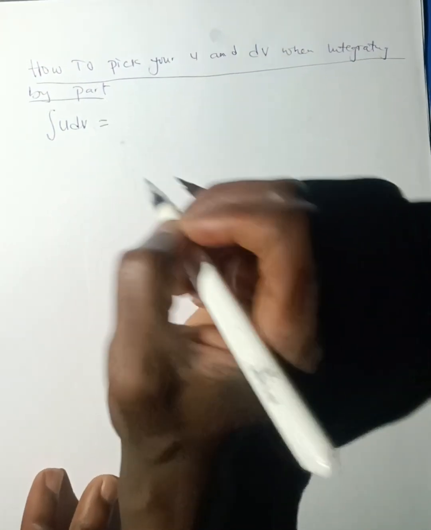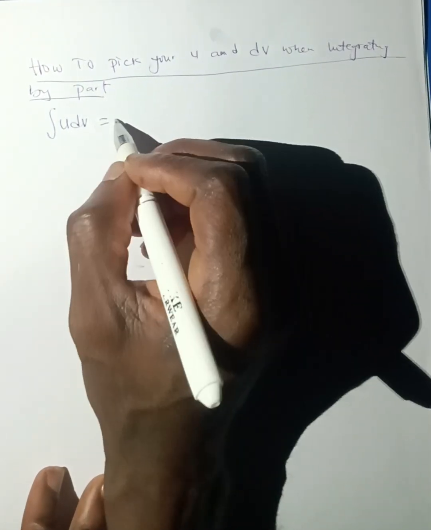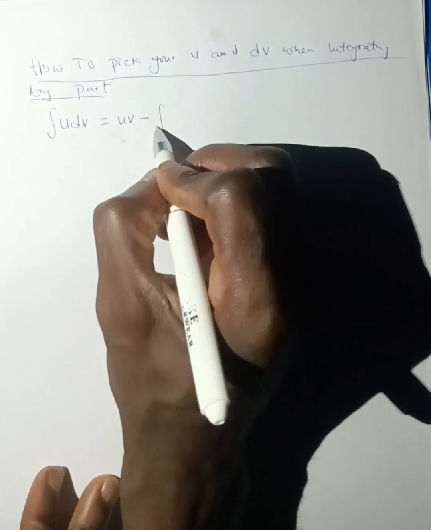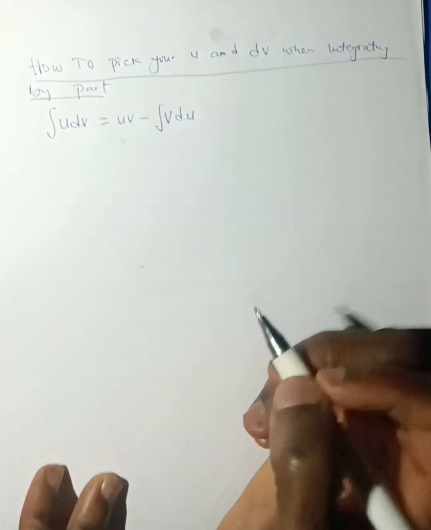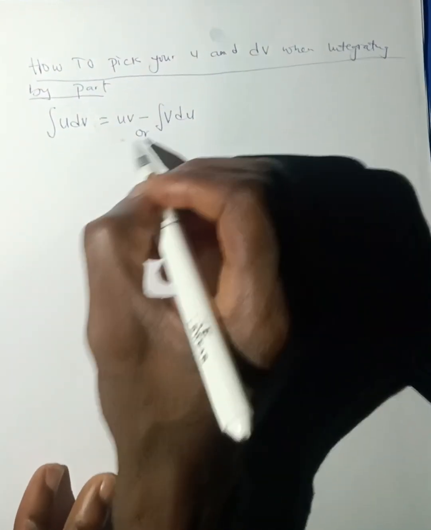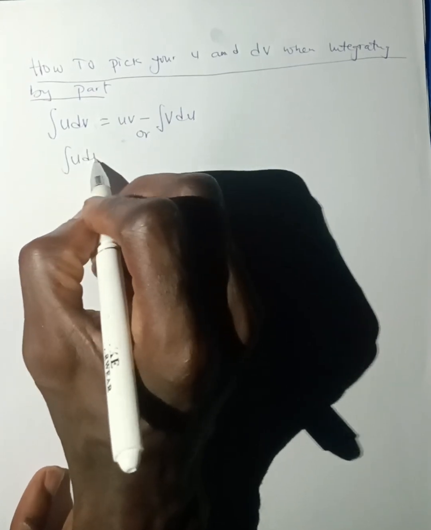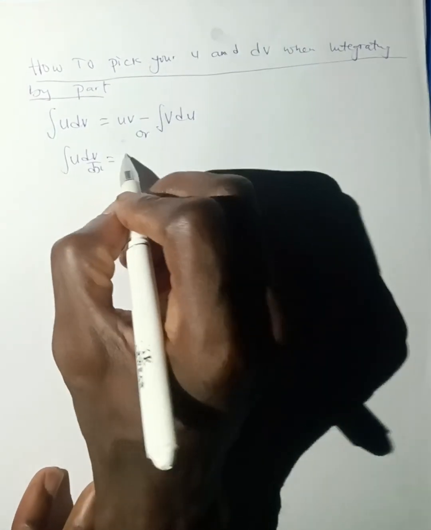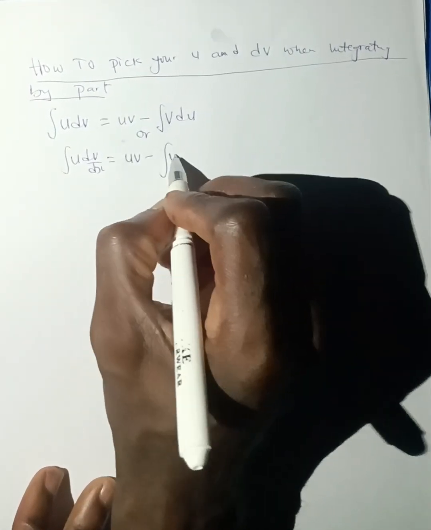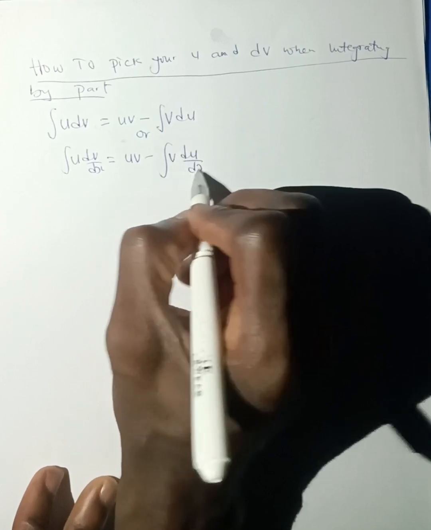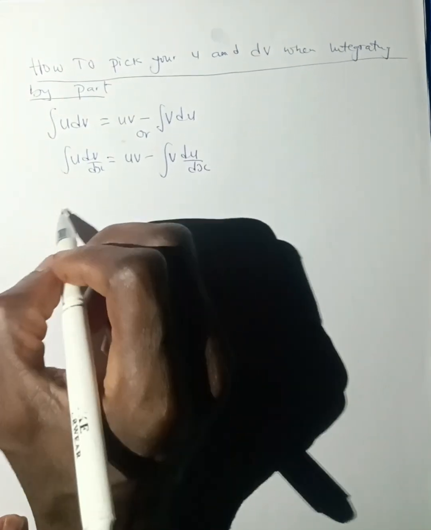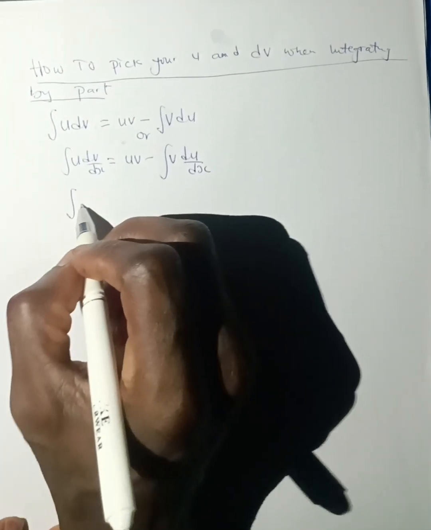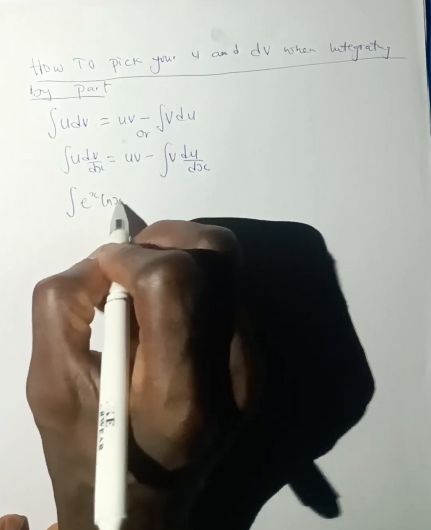by parts is given as integral of u dv is equal to uv minus integral of v du. Or you can write it as integral of u dv ds is equal to uv minus integral of v du ds. Now, for example, they give you an integral of the form exponential s ln s.